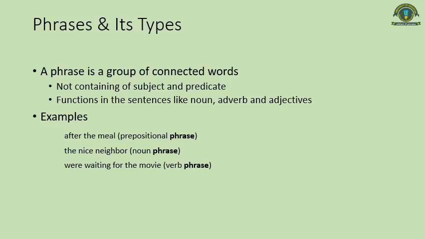For example, if you see the examples here, the first one is "after the meal", it's a prepositional phrase. The second one is "the nice neighbor", it's a noun phrase. And we see the third example in this regard, "we're waiting for the movie". So this is the verb phrase.